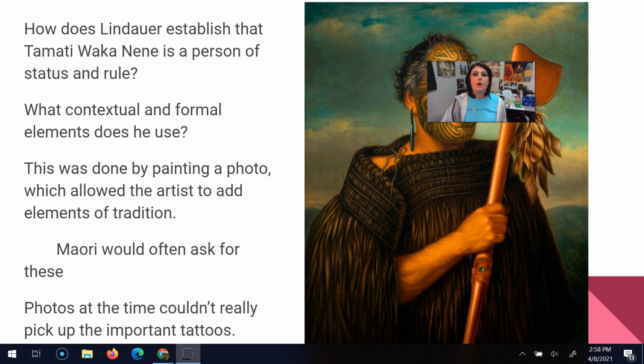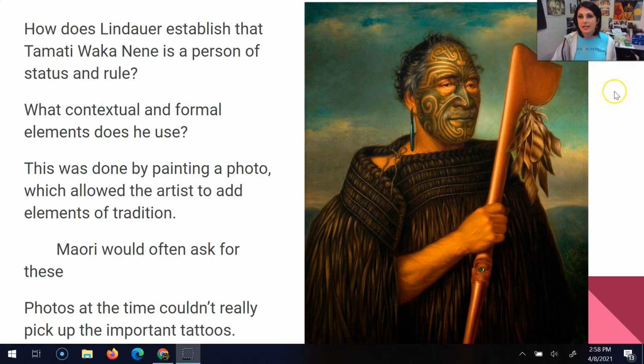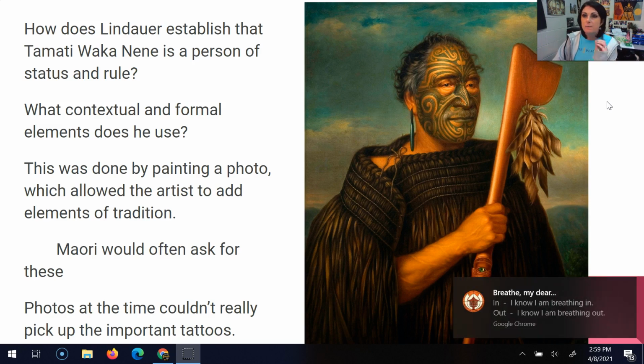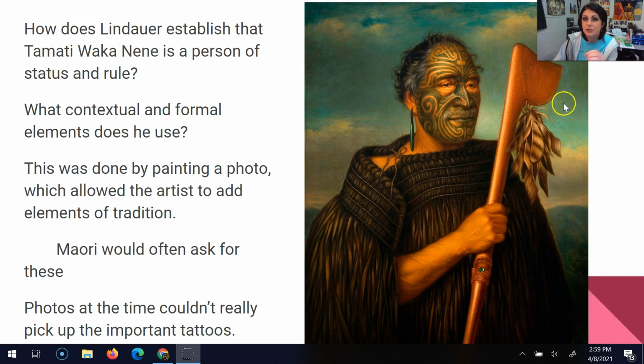All right. So what Lindauer does is, this is Tamati Wakanene, right? And this was done for European patrons for them to see him. And notice that he emphasizes his tattoos, which oil paint could do and a photograph could not do. European oil paint, right? Very clear there that he's using that oil to create those textures. You can even see the grains of the staff that he's holding. The kiwi feathers could actually take on the mana of that bird and surround this person, kind of giving him that power as well.